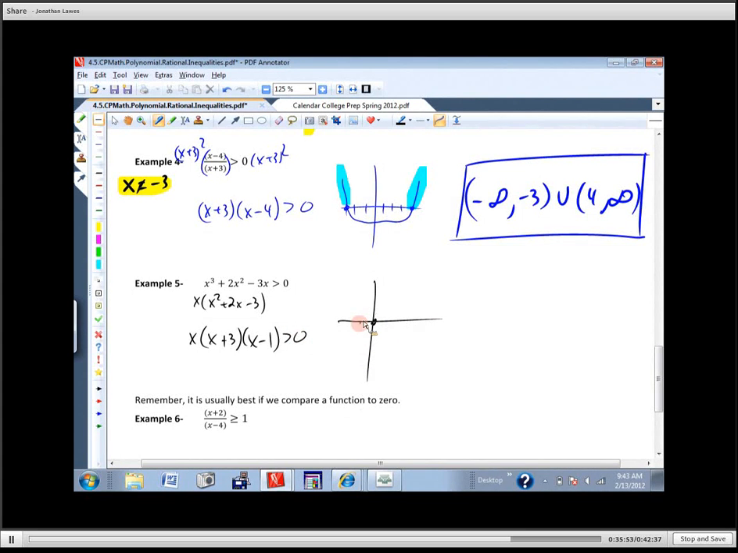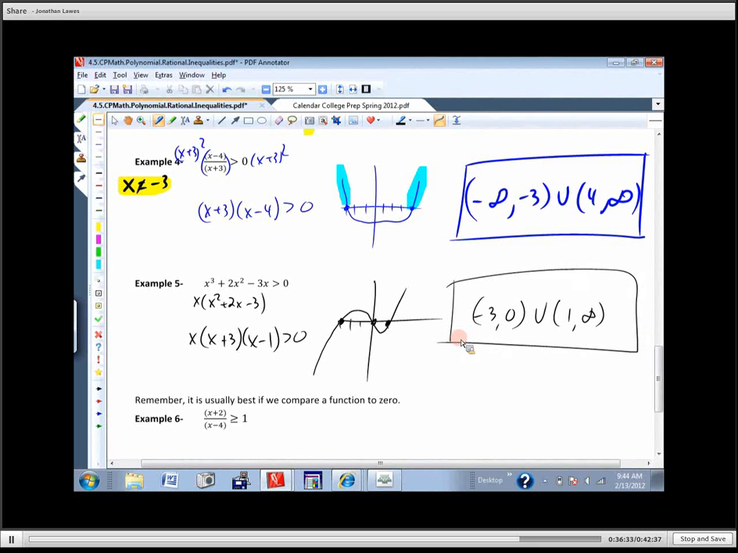Zero, negative 3, positive 1. Chase, what does this look like? X to the third. So does that start down or start up? Starts down, and we're going to, what do we do at every one of these? Cross here, cross here, cross here. We're looking for strictly above. So that's going to be negative 3 to 0. Start again at 1 and go to infinity. And they're all round brackets, right?